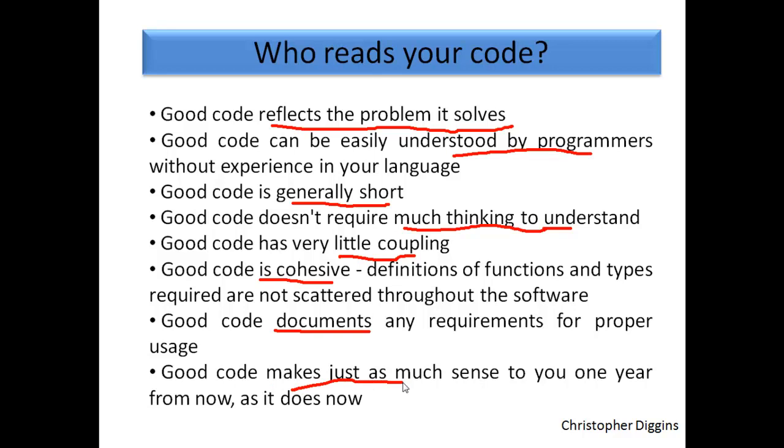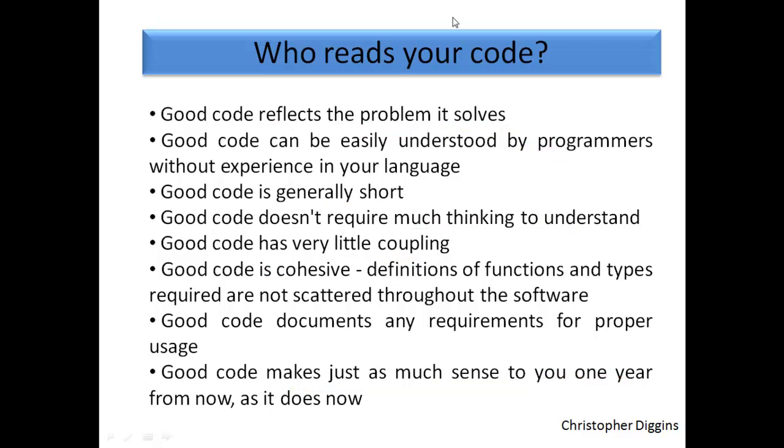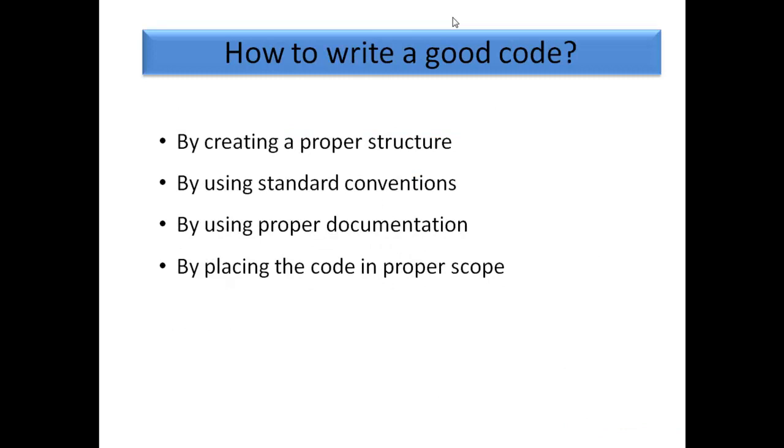This last point is very important. Good code makes just as much sense to you one year from now as it does now. Even after years, whatever code you are writing should do the expected things at every point in time. So this is what good code means. We are all good in programming, but how do we make our code good? These are the four key points which we should observe.